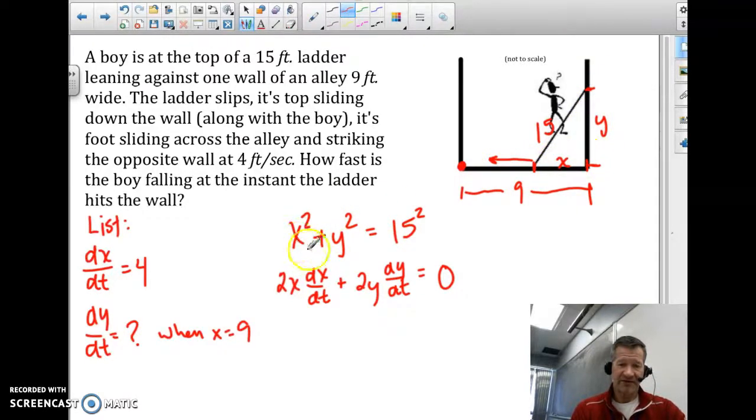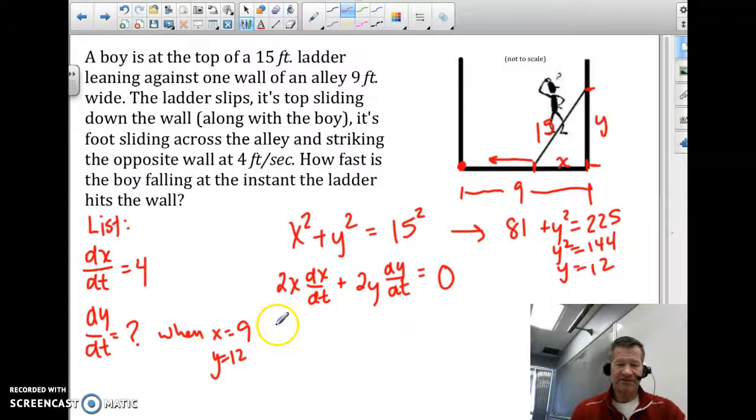Well, at the moment x is 9, we can find out what y is at that same moment using this Pythagorean theorem. So if x is 9, 9 squared is 81, plus y squared would be 15 squared, which is 225. That means y squared would be 144, and so y at that moment would have to be 12.